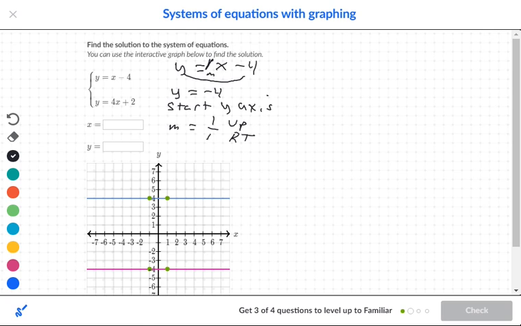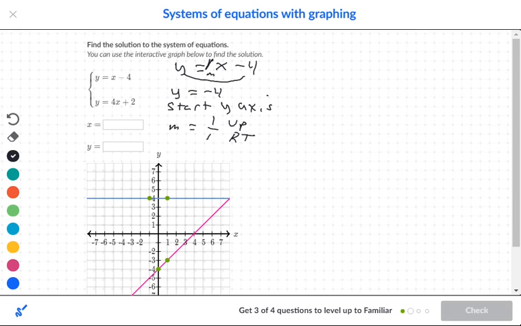So let's go ahead and graph this. We're going to be at negative 4, which is right there, then we're going to go up 1, then over 1. So again, we start at negative 4 on the y-axis. Then you go up 1 over 1.